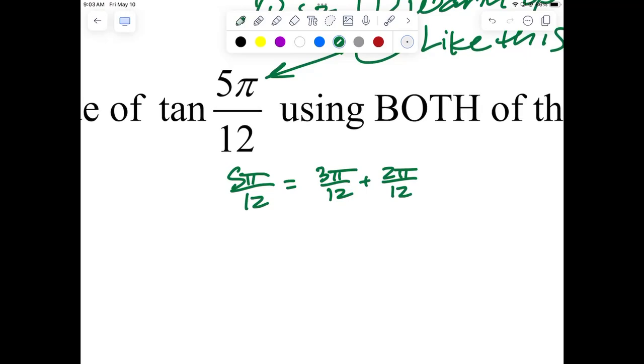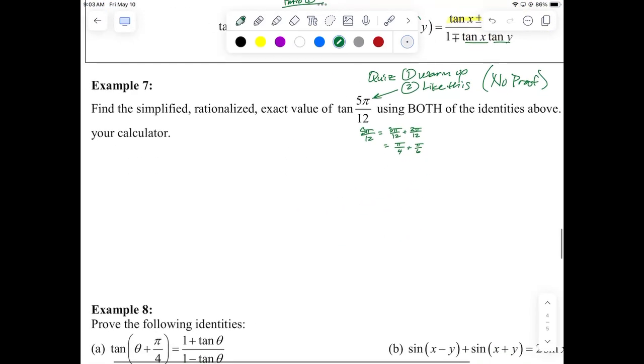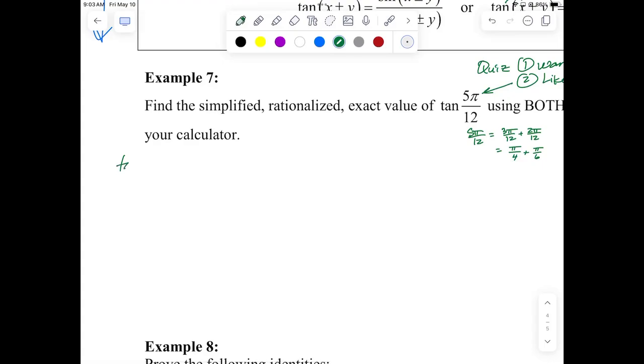Well, hang on. Is this working? 3 pi 12ths plus 2 pi 12ths? Is that 5 pi 12ths? Yeah. And do 3 and 12 and 2 and 12 have common factors? Yeah, so that'll work. So that simplifies down to pi fourths plus pi 6. That'll work. Good job. You could have also chosen like 8 pi 12ths minus 3 pi 12ths if you wanted to use subtraction. There's lots of options.